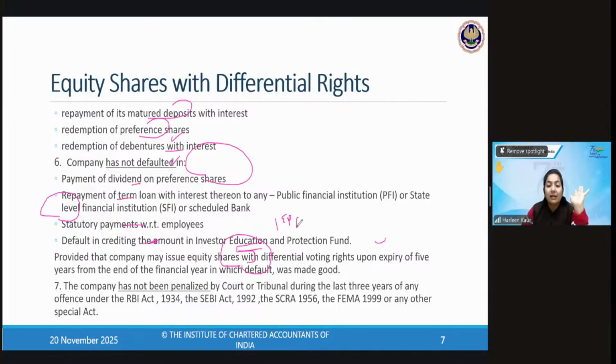So the Companies Act says that on one side you're issuing differential voting rights, giving different voting rights to shareholders and an extra percentage of dividend, but make sure that you're not a defaulter. If you're defaulting, making prepayments to outsiders, then you better not issue DVRs, then you're not allowed. All right. And also the company should not have been penalized.